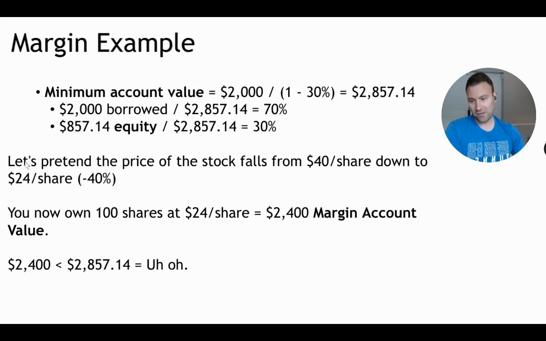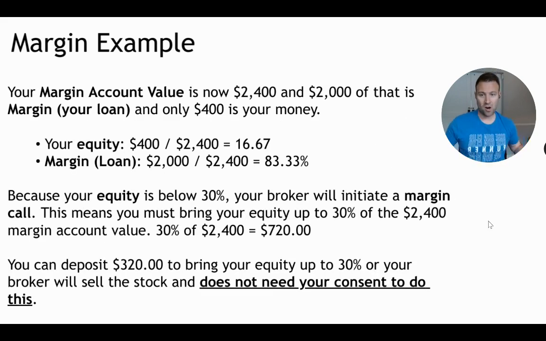So that's a problem, right? Look at the bottom of the screen. Uh-oh, that's less than my minimum account value. So what does that mean? Because my margin account value has fallen below that minimum, I now only have $400 of my own money, which is 16.67% equity in this account. Because it's below 30%, my broker will initiate a margin call. That's the term, margin call. It means the value of my account has fallen to a point where I have to either add cash to the account or they're going to sell my position.